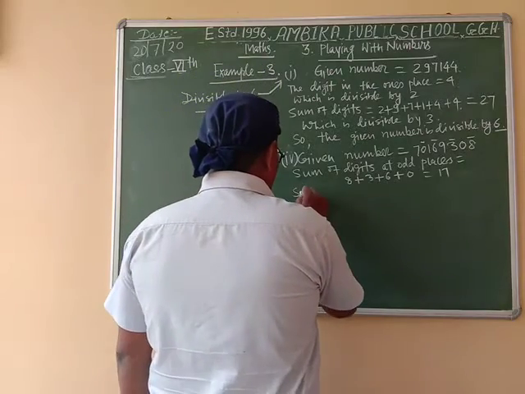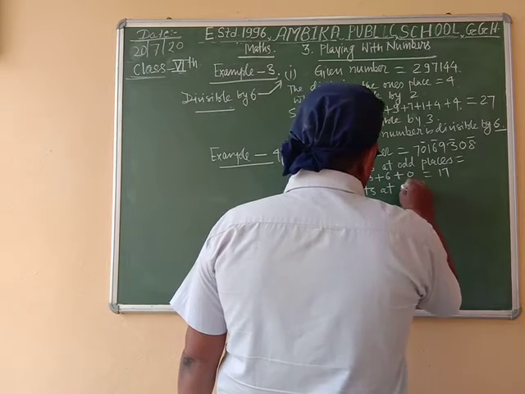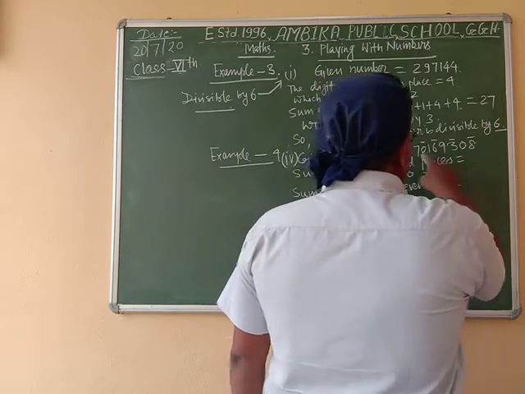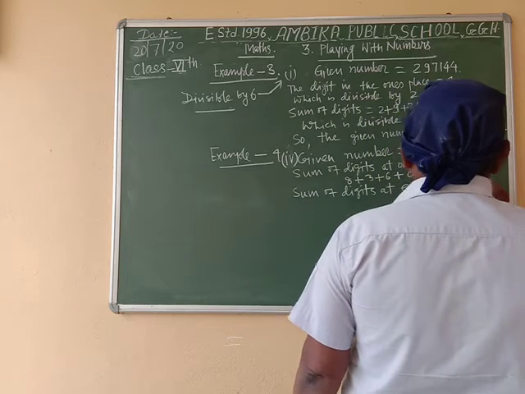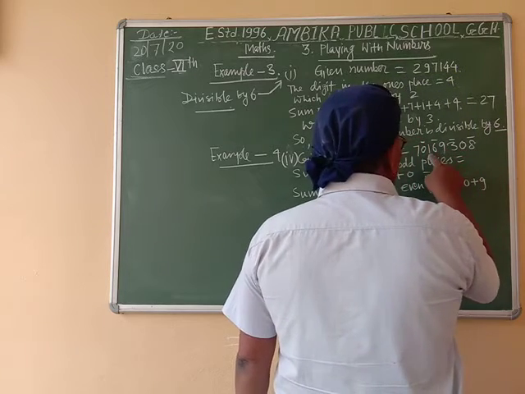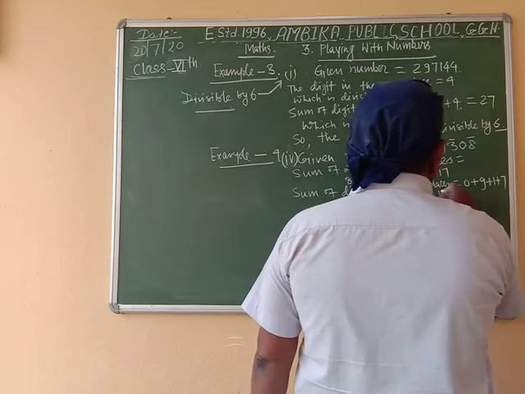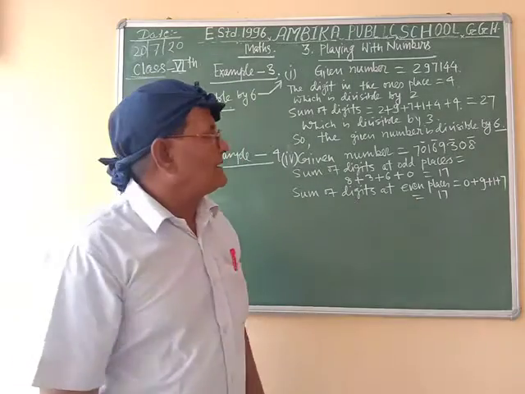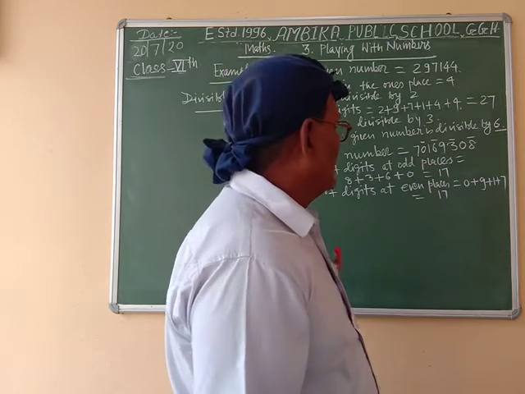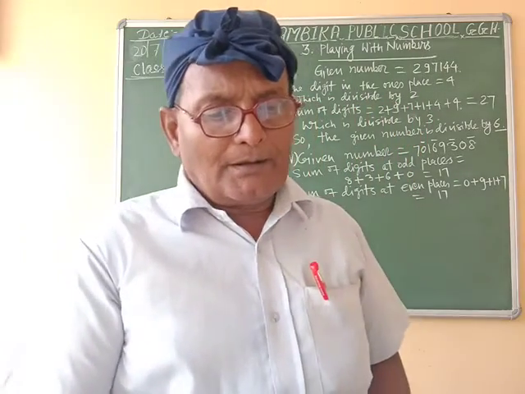And the sum of digits at even places is equal to 0 plus 9 plus 1 plus 7, which is equal to 17. Now we find the difference of these two sums.